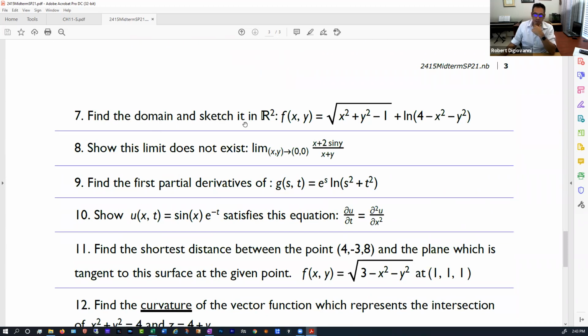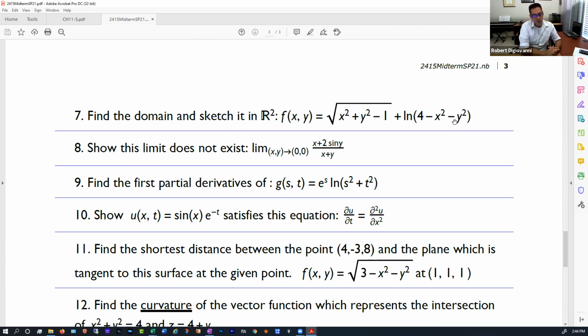Okay, find the domain and sketch it in R2. We did these problems where we looked at these functions and we said, what does the domain look like? And then we tried to draw it. And then I showed you the surface and I was like, look, if you look from the top, you can see it looks like the domain we drew. So that's a pretty straightforward problem also.